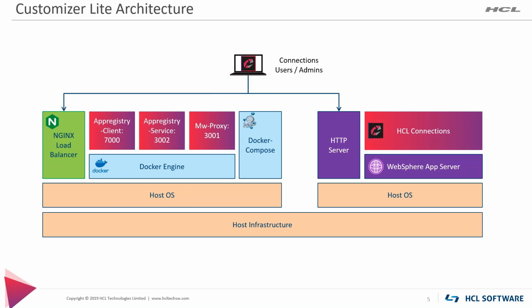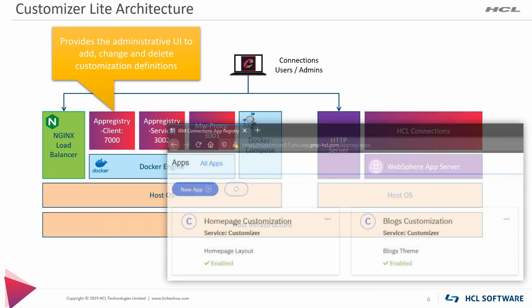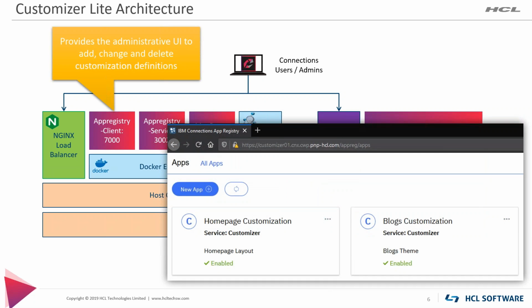Lastly, in order to be able to filter and direct requests on which customizations are delivered to Customizer, while allowing other requests to go directly to Connections, Nginx or a comparable proxy/load balancer is used. Let's take a look at those 3 services in just a little more detail.